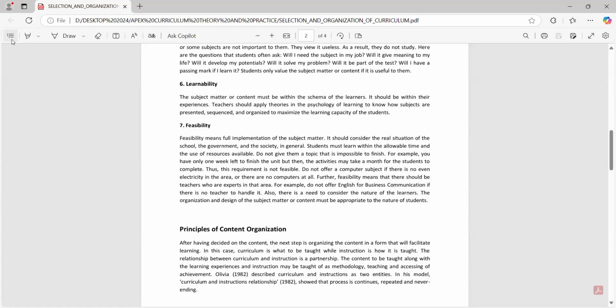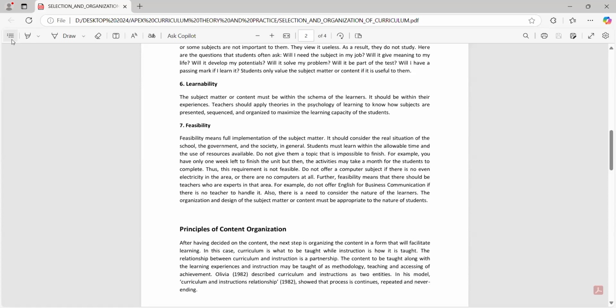Do not offer a computer subject if there is not even electricity in the area or there are no computers at all. Further, feasibility means that there should be teachers who are experts in that area. For example, do not offer English for business communication if there is no teacher to handle it. Also, there is a need to consider the nature of the learners. The organization and design of the subject matter or content must be appropriate to the nature of students. Very good. Thank you, Anju.